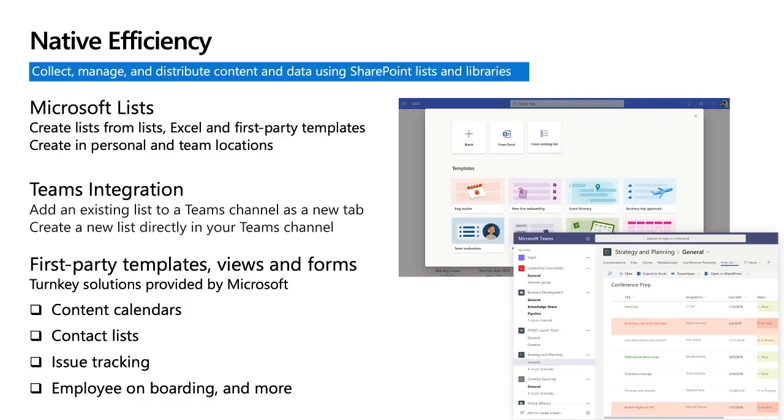So now let's dive deeper into what each of those pillars, the native efficiency, simple configuration, and integrated solutions, offer. With native efficiency, Microsoft Lists is the core center of the business app scenarios. You can create a list from a list if you have a list already, so you want to bring the data structure together into a new list, or you can also create a list from an Excel file. Sometimes we use Excel a lot, and you might want to transfer the data and bring it into a list.